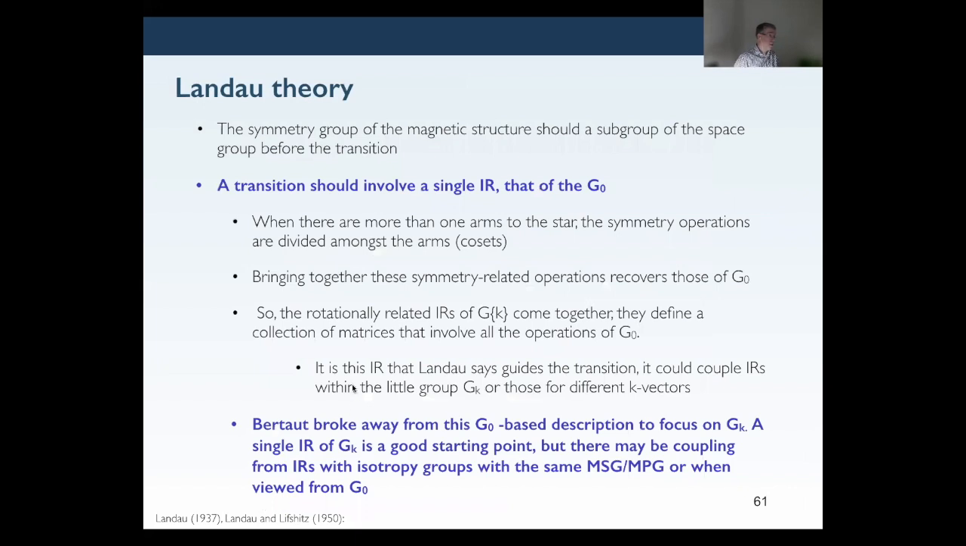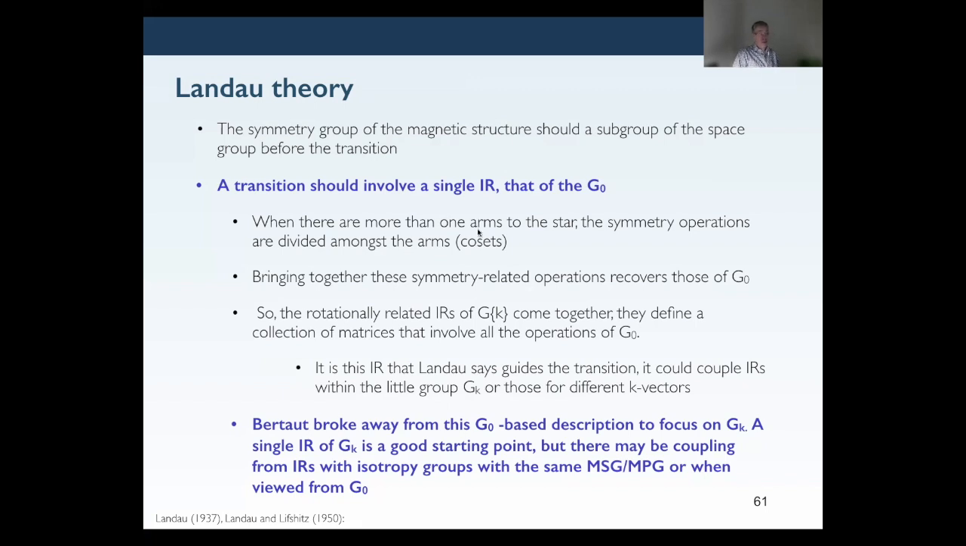theory. According to Landau theory, the symmetry group of the magnetic structure should be a subgroup of the space group before the phase transition. Typically, the transition should involve a single irreducible representation of that G0. Now, the transition should involve a single irreducible representation of that space group.